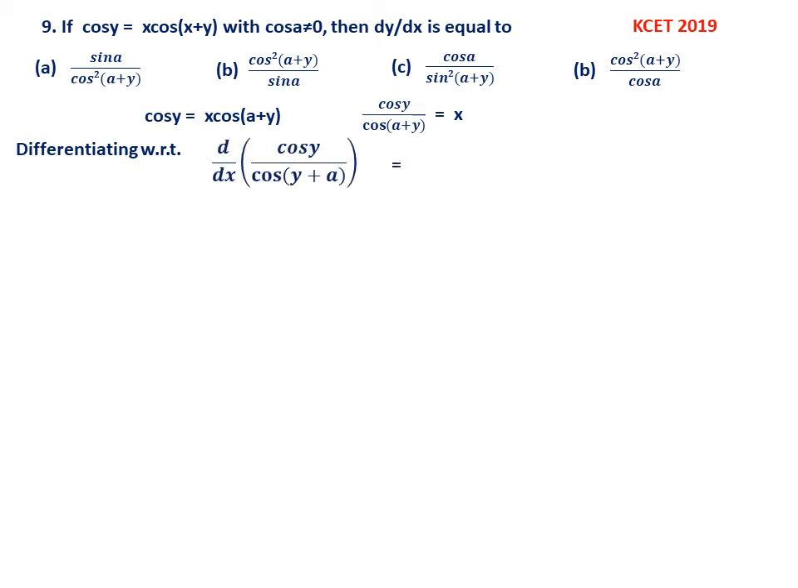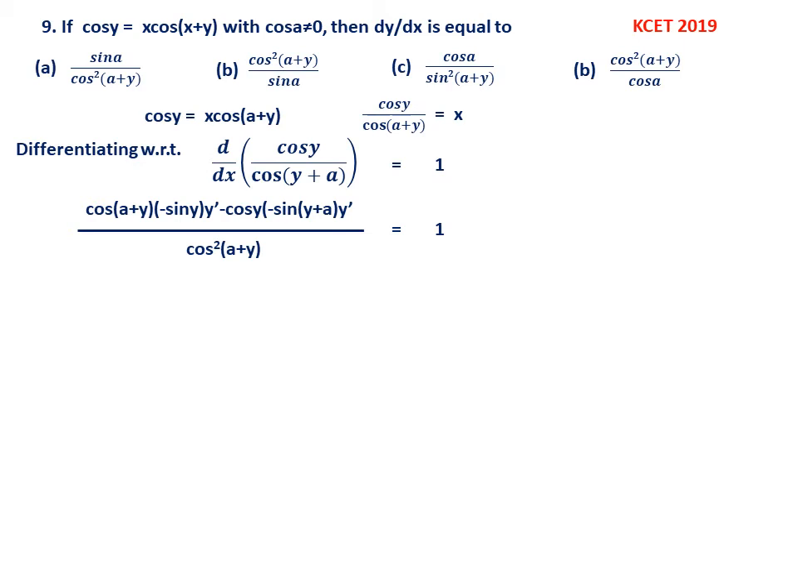So differentiating, you get right side will be 1, d by dx of cos y by cos of a plus y. So use quotient rule now. So this will be cos of a plus y as it is. Differentiation of cos y is minus sin y, but you have to multiply by y dash, dy by dx, minus cos y as it is. Differentiation of cos of a plus y is minus sin of y plus a into y dash once again, because you are differentiating with respect to x. Then divided by denominator square, that is cos square a plus y. Right side, of course, there is no problem, it is 1.